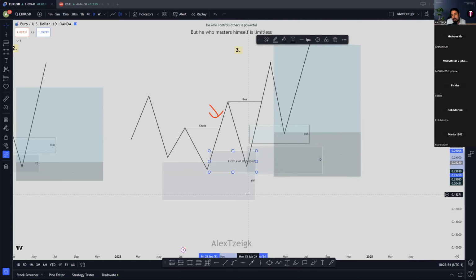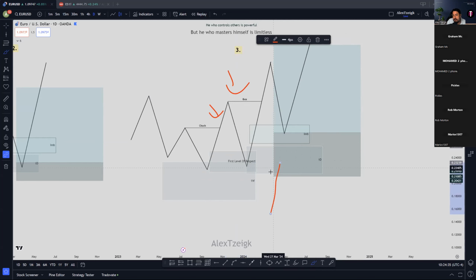is where, although we have seen a change of character, what do we want to see? We want to see the opposite side to take control, and it will take control through chasing hands. This means that after we see this level, this demand being respected, reacting from it, creating at this point the internal break of structure, then we are going to search for our entries.